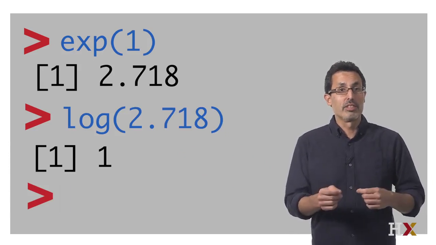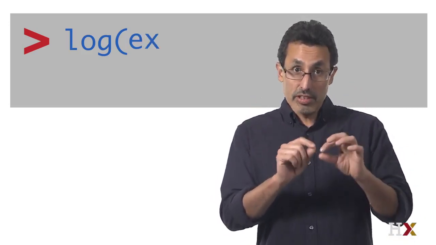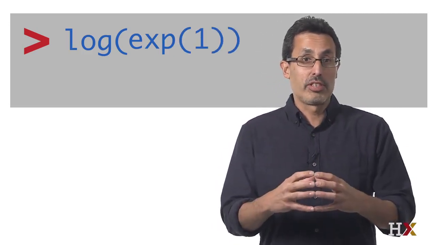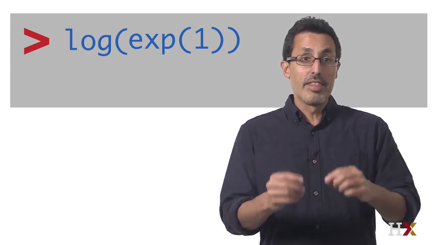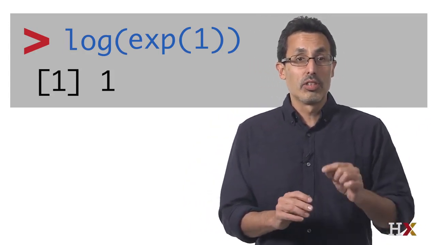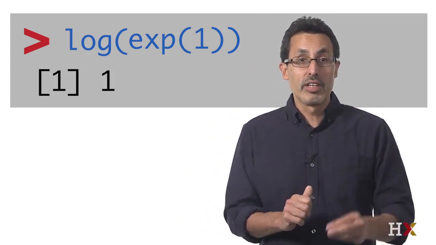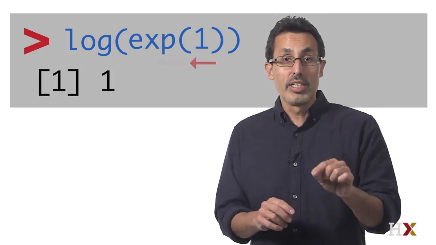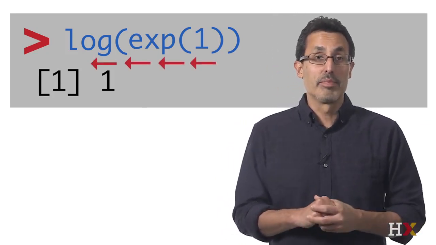These are inverse functions. So note that if we type the function log, and then inside that function we use the argument exp, again parentheses and put a 1, we first evaluate the first function, exp of 1, and then we evaluate the second. And we get the answer of 1, again, because these are inverse functions. So the important thing to remember is that functions are evaluated from the inside out when you nest them.